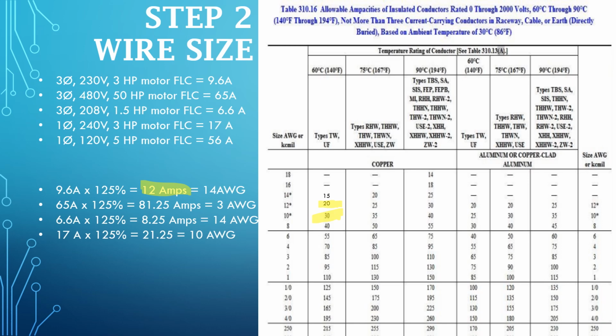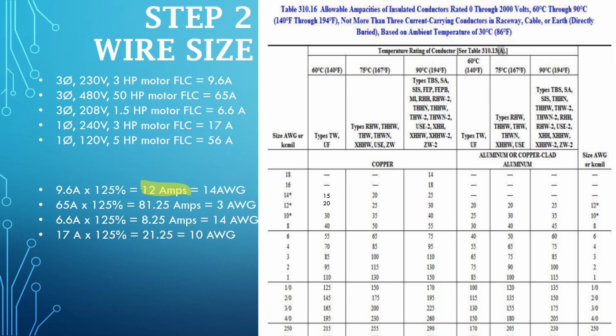Next, we have a 120 volt 5 horsepower motor with a full load current of 56 amps. Where is that going to fall? I don't guess any of you guys can talk to me on here, so I'm going into teacher mode asking you guys questions. Take a look for just a moment and pause the video, see if you can figure out 56 amps times your 1.25 or 125%. What wire size is that going to be?